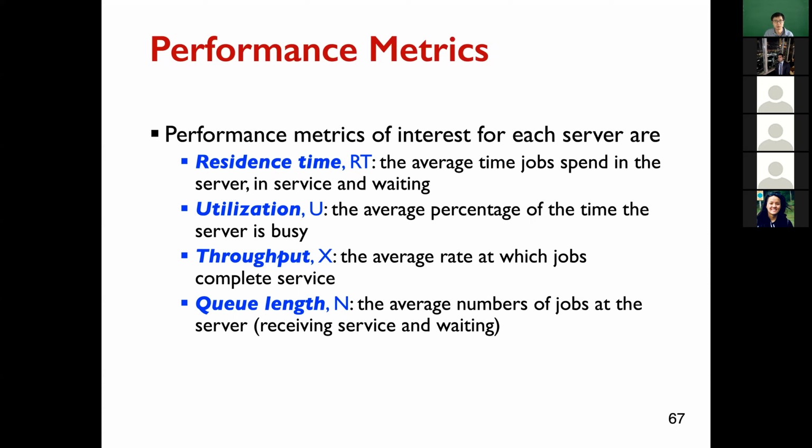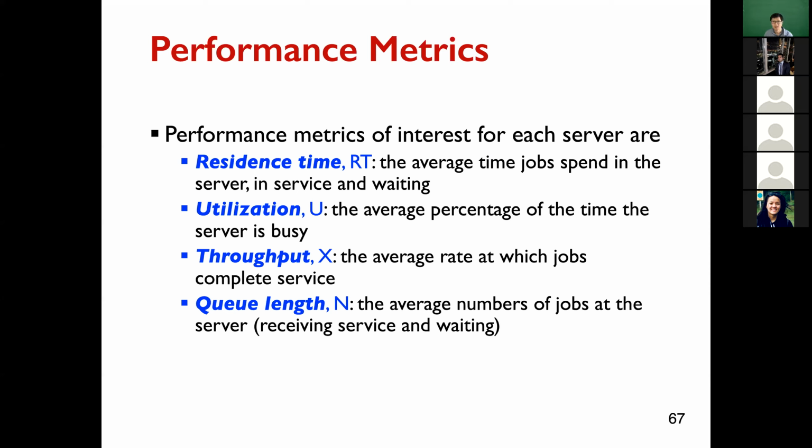Utilization is the average percentage of the time the server is busy, right? The server may be idle sometimes. When there's nothing in the queue, it's idle, and it can be busy. The percentage of busy time is utilization. Throughput is the average rate at which jobs complete service. For example, if this server handles 1,000 requests each second, then the throughput is 1,000, right?